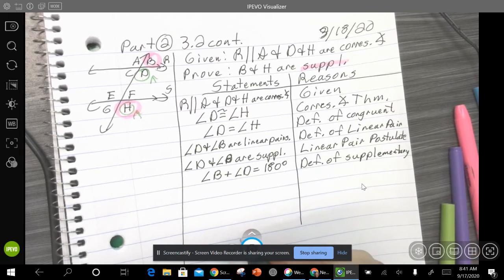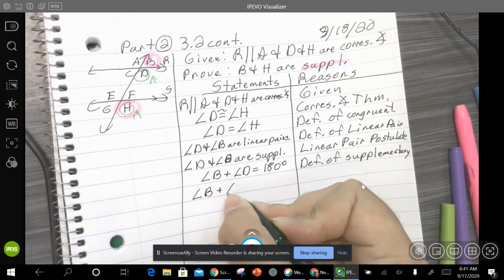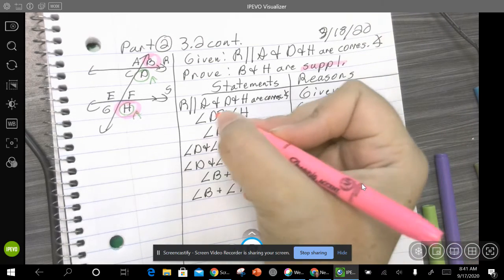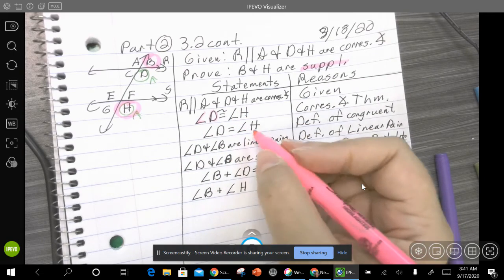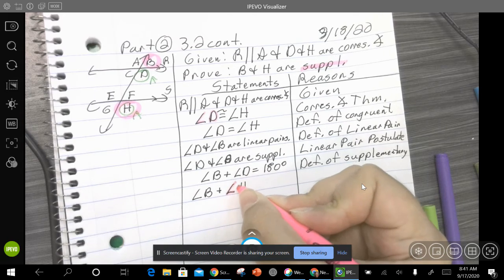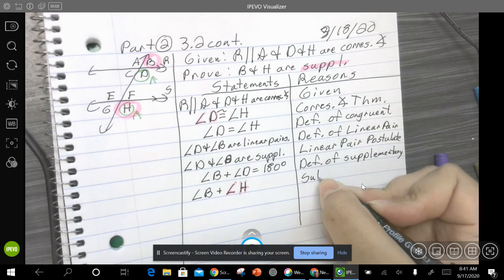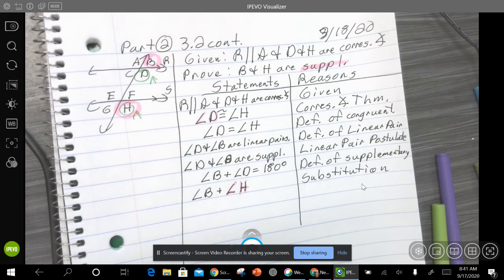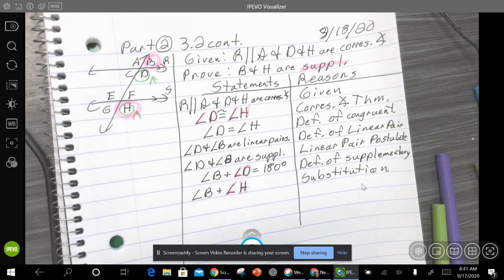okay, and then we can do substitution. So I'm going to substitute in angle H for angle D, because remember, angle D is equal to angle H, so I can substitute it in. So I'm going to do substitution. Chelsea, so that's the part that we're changing, so we're doing substitution.